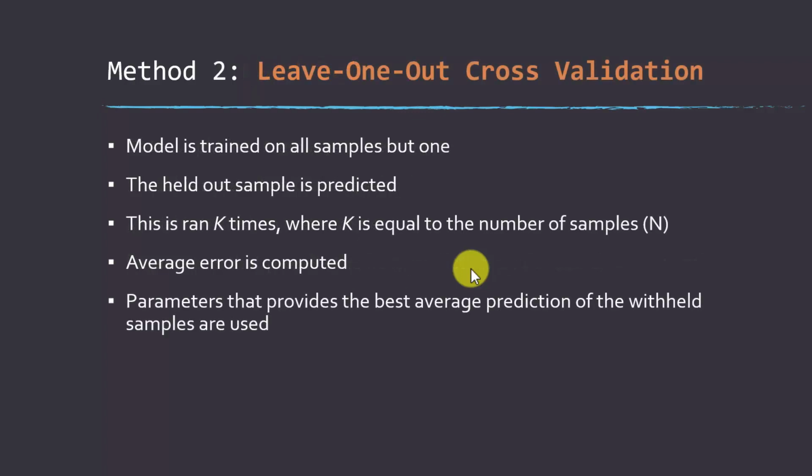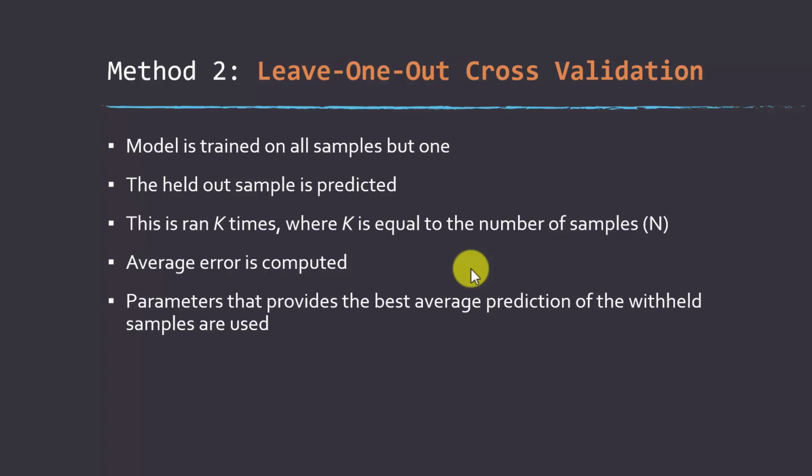Okay, another option is leave one out cross-validation. So this is how it works. The model is trained on all of the samples but one. So you hold out one validation sample. Then you predict to that held out sample. Then you run that k times, where k is equal to the number of samples. So basically you do this a number of times equal to the number of samples you have, such that every sample is held out in one of the models.